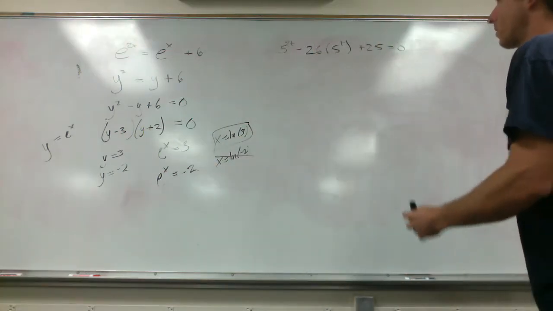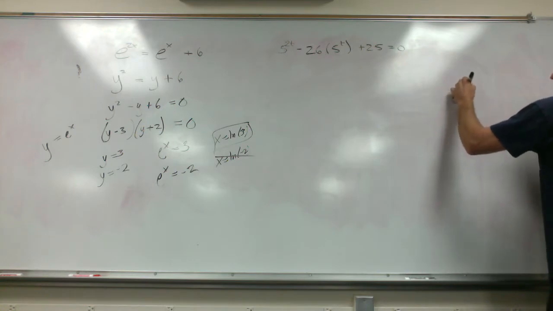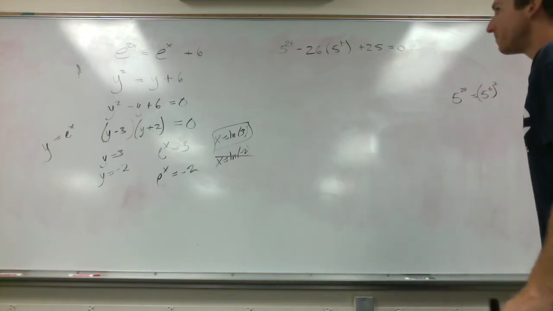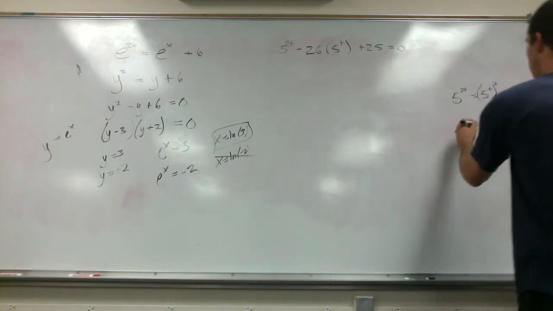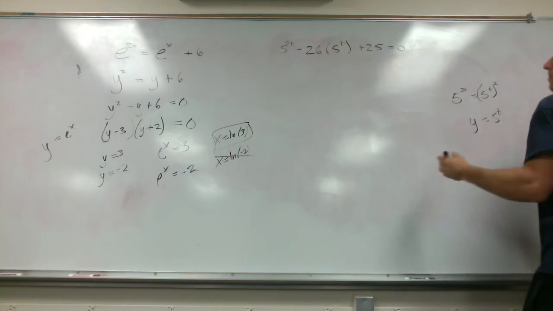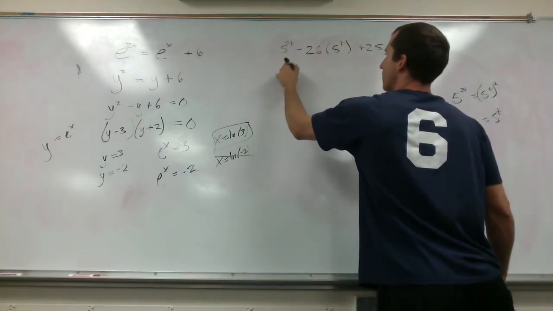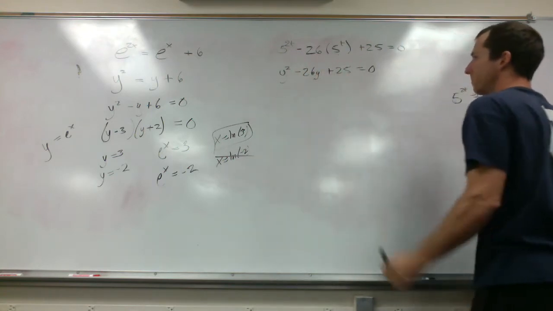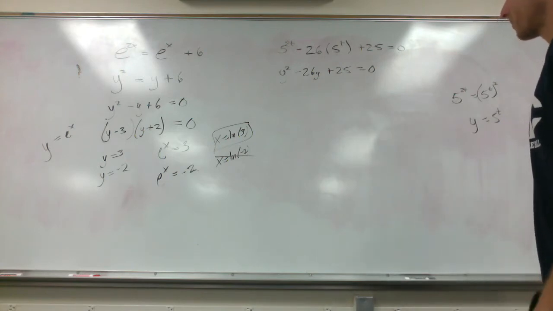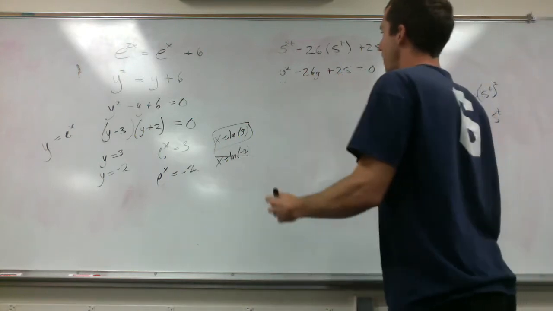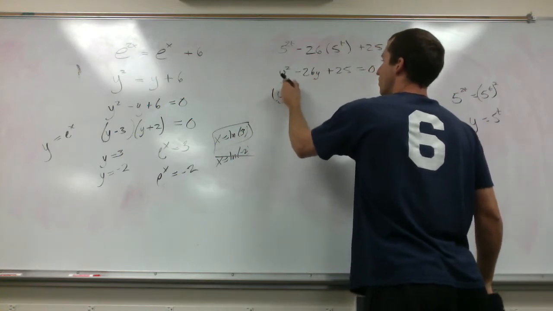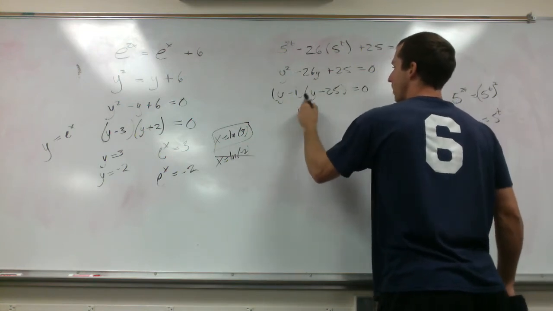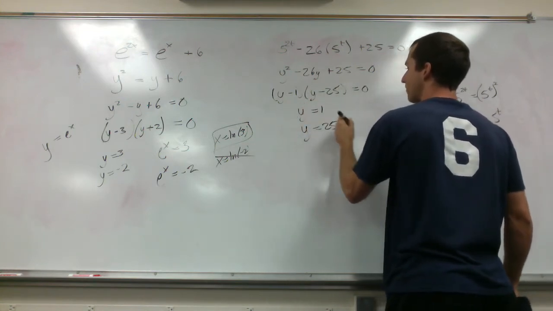Similar idea here. I notice that 5 to the 2t is really just 5 to the t squared. So again, if I thought of y as 5 to the t, I'd have y squared minus 26y plus 25, and I'm solving a quadratic equation again. I'm thinking what multiplies to 25 and adds to -26, so that's -1 and -25. So y is 1 or y is 25.